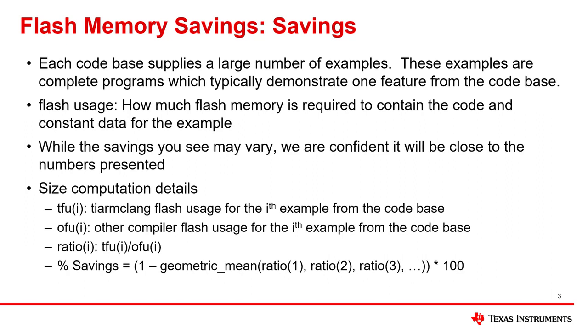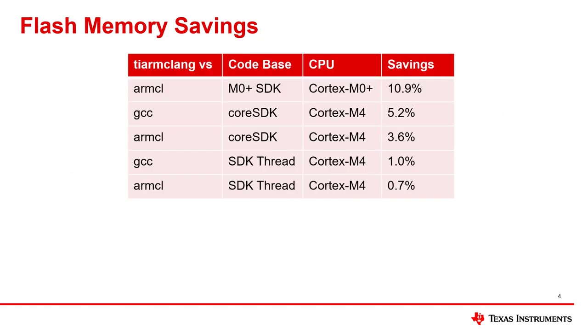We want you to have confidence in the numbers that we are presenting, so that when you go doing the same comparison yourself, when you take your code base, compile it with your current ARM compiler, and see the size numbers you get, and then you do the same thing with TI-ARM-Clang, and you compare those numbers, we're confident you're going to see numbers very similar to the ones we're showing in this table here.